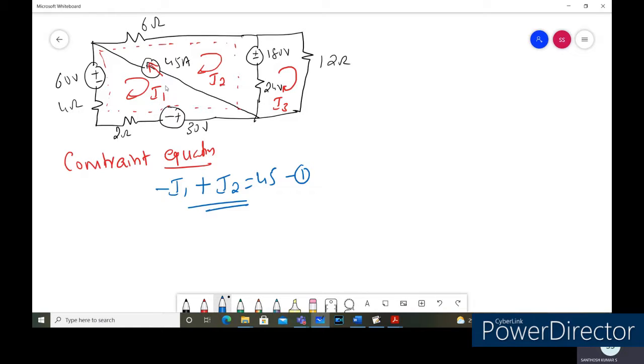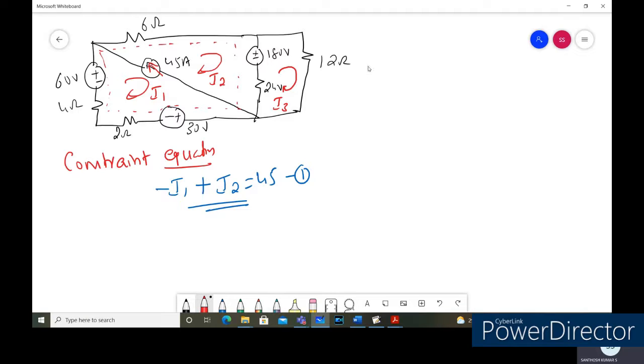This is the first procedure we need to do. First, we need to identify if a current source is common between the two meshes. We are going to call that the super mesh. So now what shall we do is apply Kirchhoff's voltage law. In the mesh analysis, KVL we are going to apply for the super mesh.